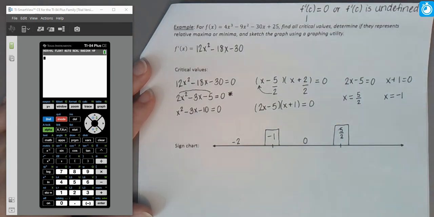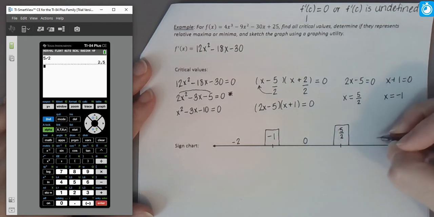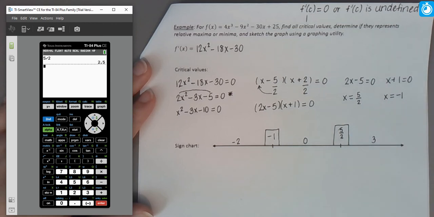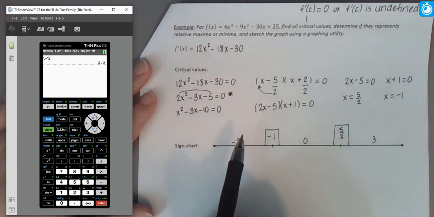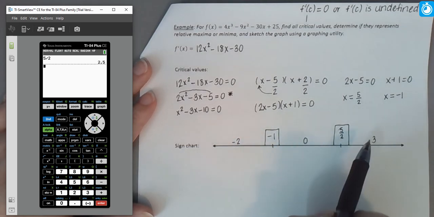And then something that's greater than 5/2. Well, what is 5/2? Let's make sure we know what that is as a decimal. So that's going to be 2.5. So something bigger than 2.5, maybe 3. And again, keep in mind, you can pick any number you want in these intervals. We're just going to pick values that will probably be easy to sub into our derivative in order to determine the derivative sign.